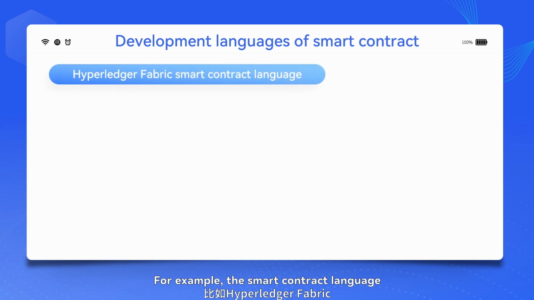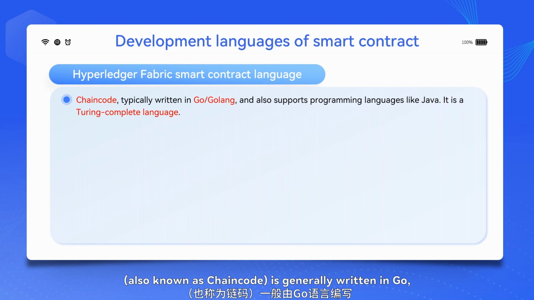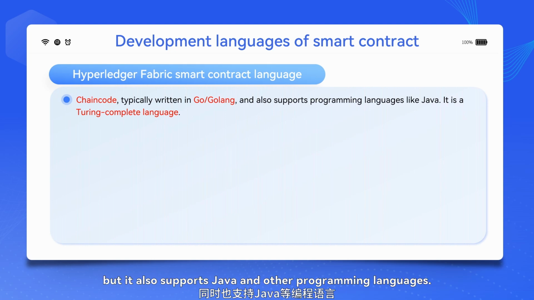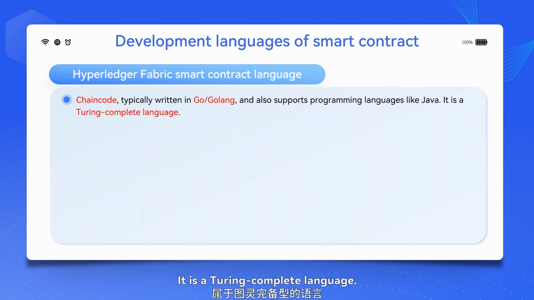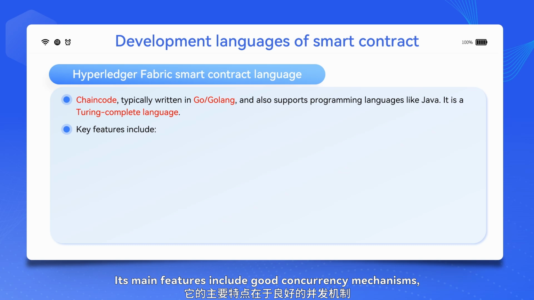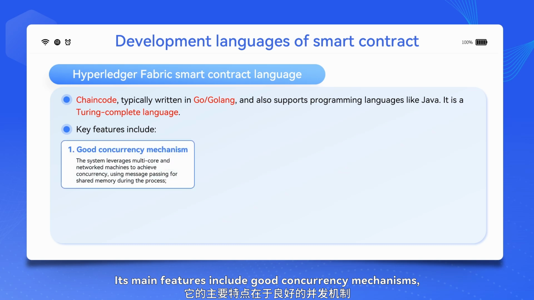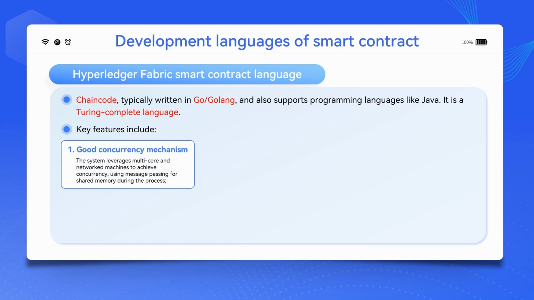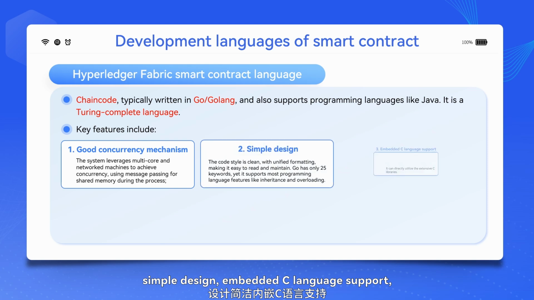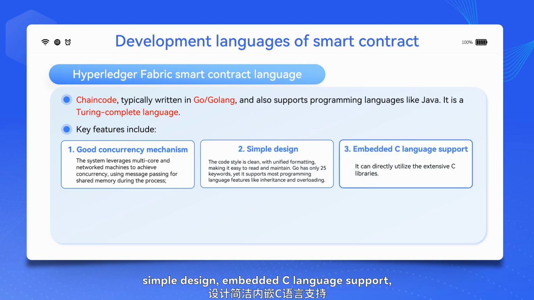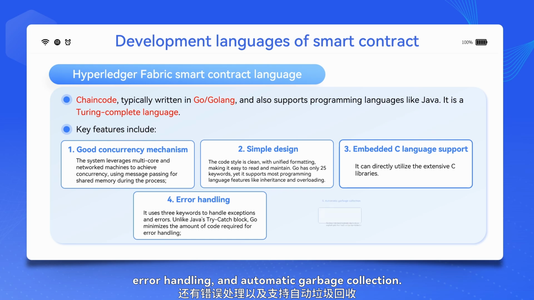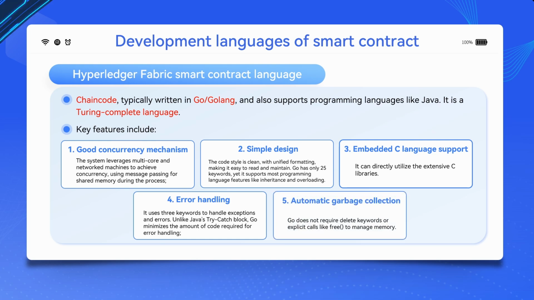For example, the smart contract language in Hyperledger Fabric, also known as Chaincode, is generally written in Go, but it also supports Java and other programming languages. It is a Turing-complete language. Its main features include good concurrency mechanisms, simple design, embedded C language support, error handling, and automatic garbage collection.